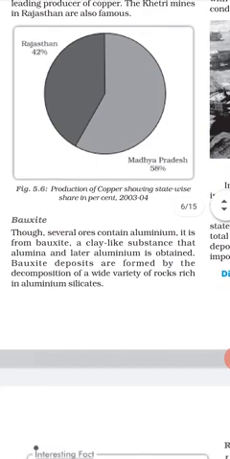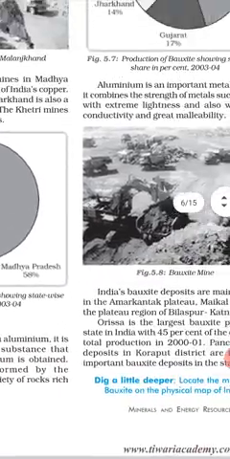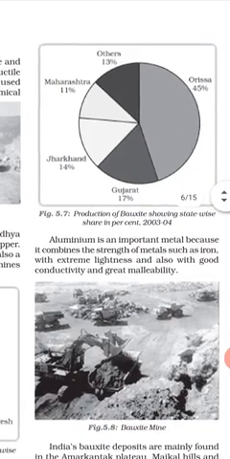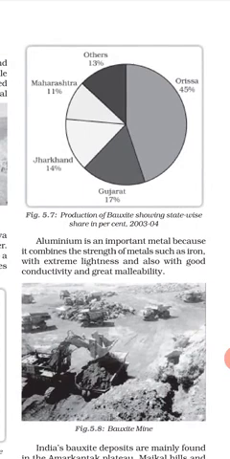Bauxite deposits are formed by the decomposition of a variety of rocks. And which rocks? The rocks which are rich in aluminium silicates. Now let us see the bauxite producing states, and here you just look at this diagram. Odisha with 45%, then Gujarat with 17%, then Jharkhand with 14%, Maharashtra 11%, and other states overall 13%.